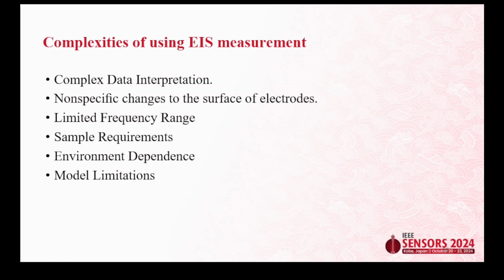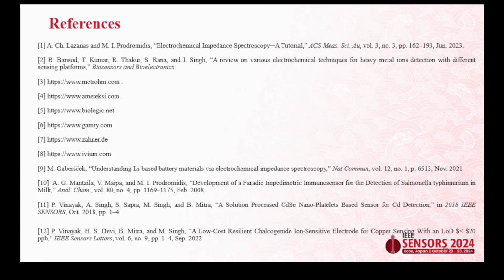The last is the model limitation: if there is some unique combination of passive elements which we are not able to understand based upon any circuit present in your software, then it will be very difficult for the researcher to understand how we can probe our system and what is the equivalent circuit for that particular model. So these are the references that I have covered.